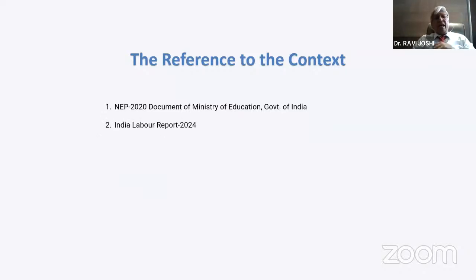Second document is the India Labour Report 2024. I'm listing down some documents here. I want all my dear professors to go through that. The India Labour Report 2024, which is the recent report, says that the employability of the graduate is decreasing because of, underline, because of the lack of vocational skills required of the graduates. So even the India Labour Report, a survey across the labor force, the working force, shows how this working force is lacking in vocational skills.